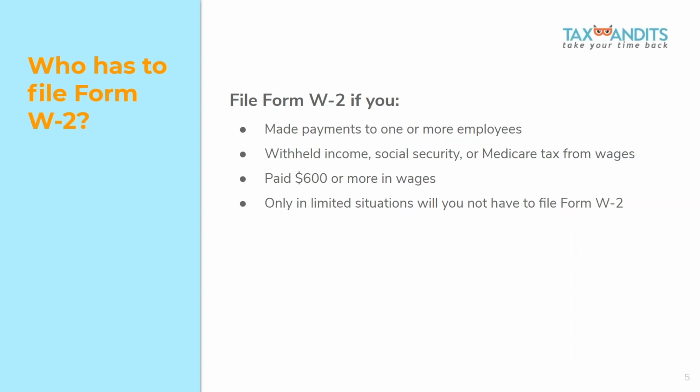You would have to withhold income tax if the employee had claimed no more than one withholding allowance or had not claimed exemption from withholding on Form W-4. Or if you've paid $600 or more to the employee in wages, even if you did not withhold any income, Social Security, or Medicare tax. So these are just a few different examples of reasons you may need to file Form W-2. However, there are only a very limited number of situations in which you may not have to file. But again, for those, be sure to contact the IRS or a CPA if you're unsure.